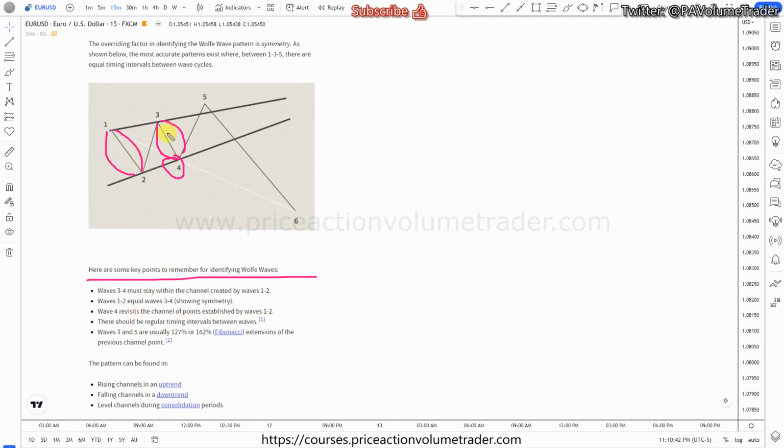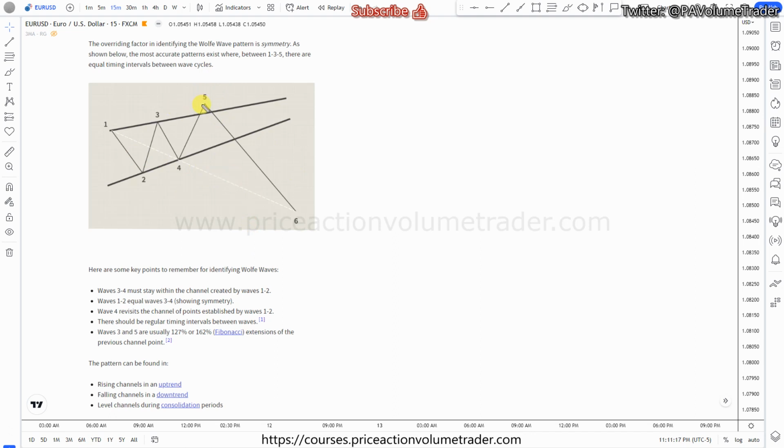There should be regular timing intervals between waves. So again, that means that 1, 3 and 5 are sort of on the same range of time between them. And waves 3 and 5 are usually 127, 162 fibs of the previous channel point. I don't really use this. I don't measure fibs or anything on this. Basically, I just look for the 5 waves, a triple thrust to the upside or downside, depending on what it is.